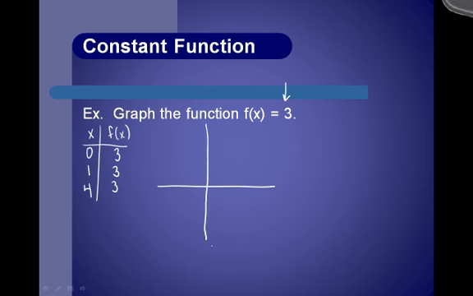So to plot these ordered pairs, we would do the ordered pair 0, 3, which is over 0 up 3, 1, 3, which is over 1 up 3, 4, 3, which is over 4 up 3. Notice we have a horizontal line that passes through the y-axis at 3.